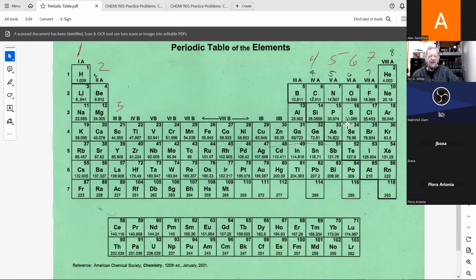Remember, use 3 significant figures. If you don't, I'll take off a point. If you don't use significant figures for your answer, round it off properly, I'll take off a point.